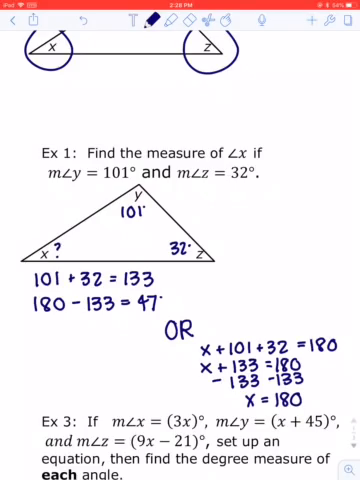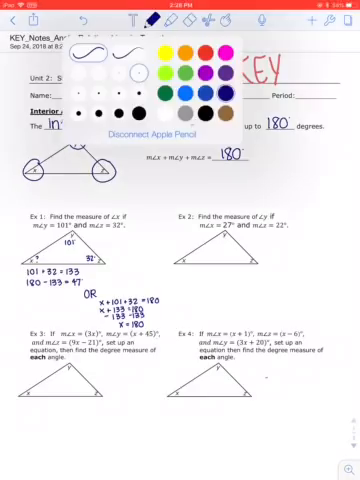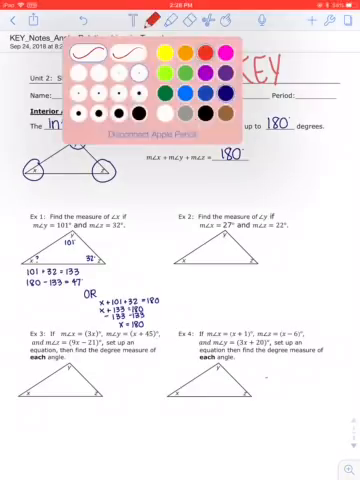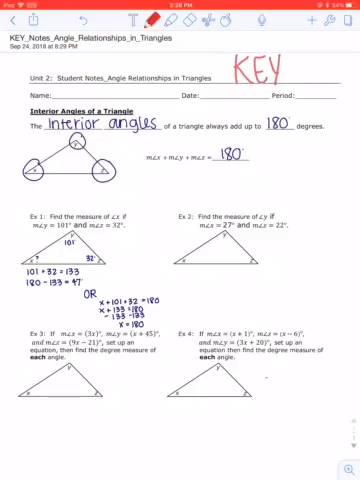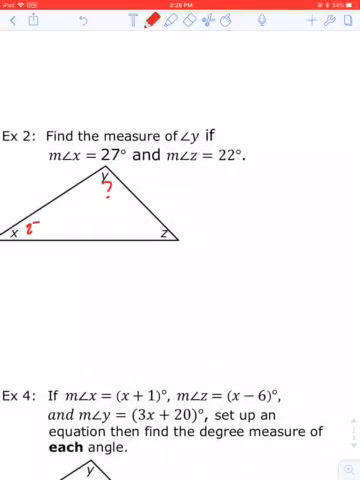All right? So I want you to try example 2 on your own now, so go ahead and pause the video. I'm going to work it out, and you may check your work with me. So angle Y is what we're looking for. I know measure of angle X is 27. Angle Z is 22. So I'm going to add those two values.